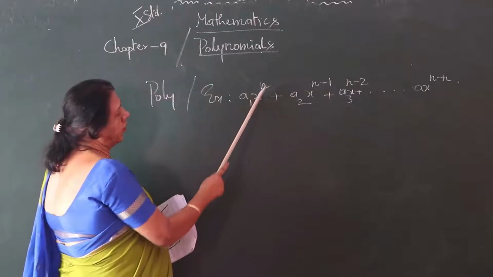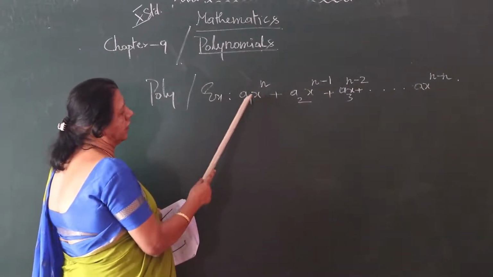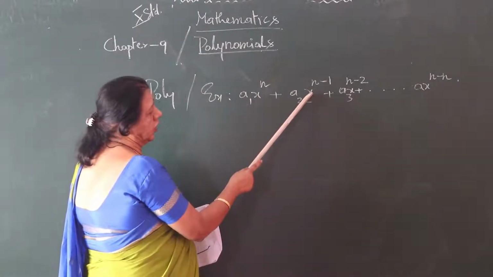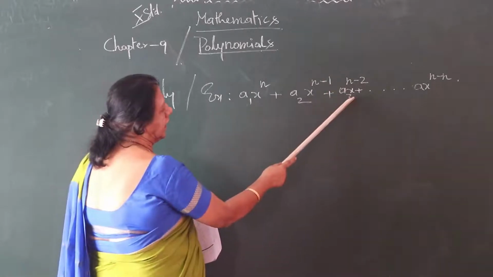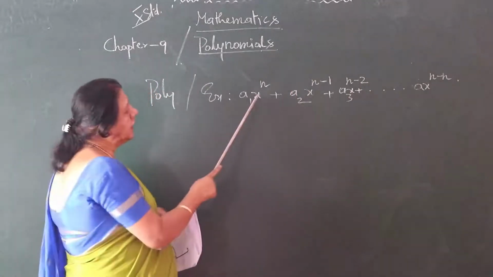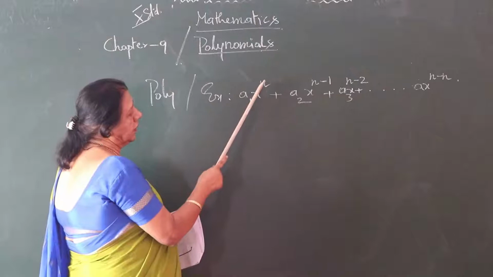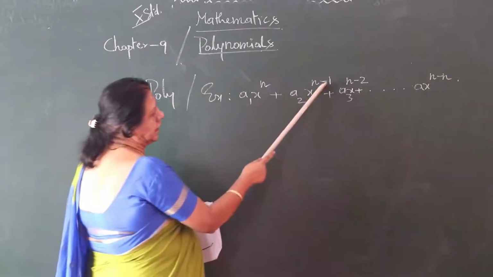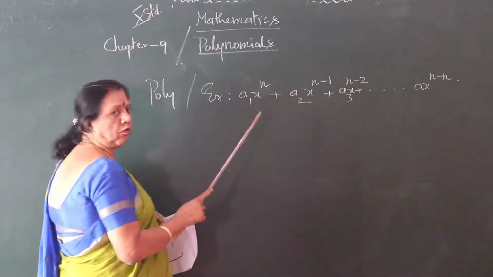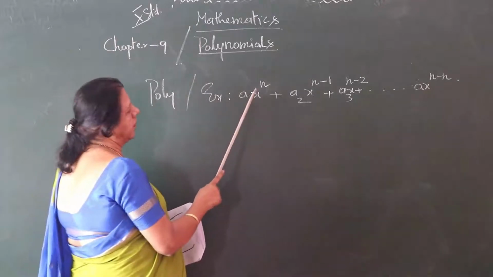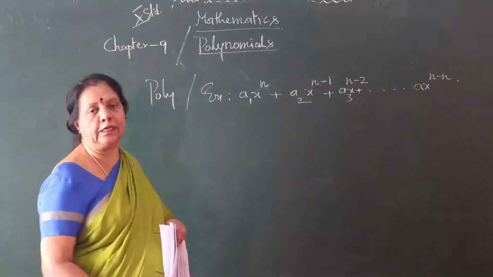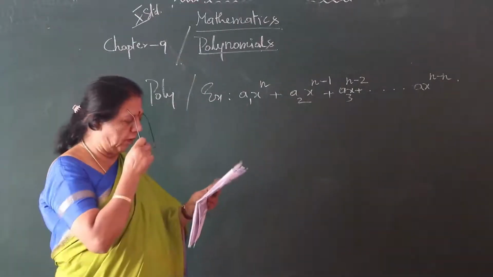Here, what have you observed in each one? See here, x to the power of n. What is the coefficient of x? a1 is the coefficient of x to the power of n. a2 is the coefficient of x to the power of n minus 1. a3 is the coefficient of x to the power of n minus 2, etc. This is the power, this is the base. The coefficients you have also done. How many terms are there in the beginning? 1, 2, 3 terms are there. This is the polynomial interpretation. Have you followed it?